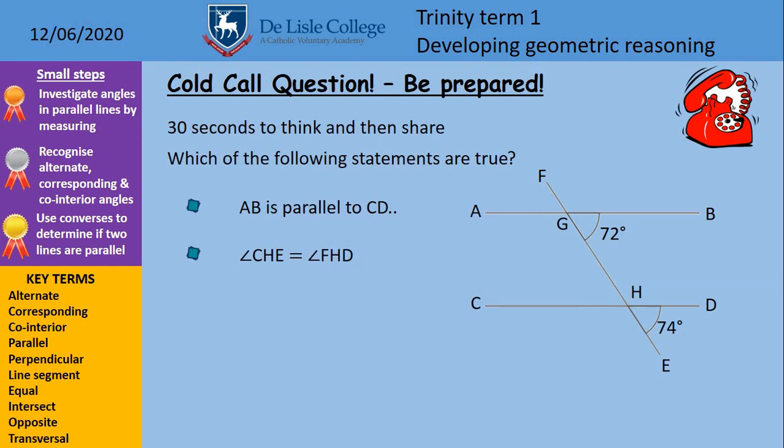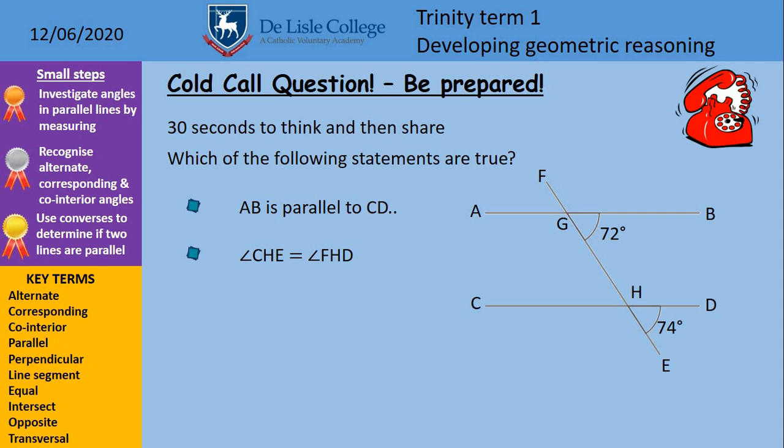So, which of the following statements are true given that diagram there: AB is parallel to CD, and is CHE equal to FHD. Okay, so is AB parallel to CD? No, it is not. That is false. A couple of reasons. One, you'd expect to see it clearly annotated to show they were parallel if they were, and also angle BGH and DHE would have to be equal if they were parallel. Okay, they would be equal based on the rules we looked at earlier.